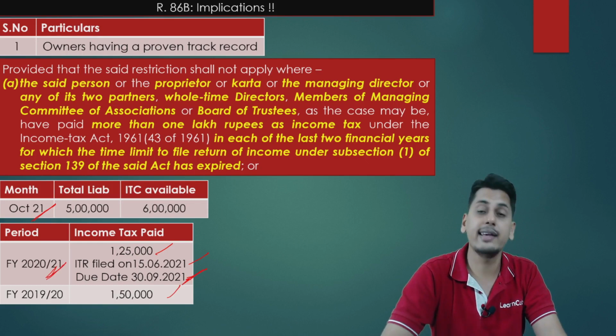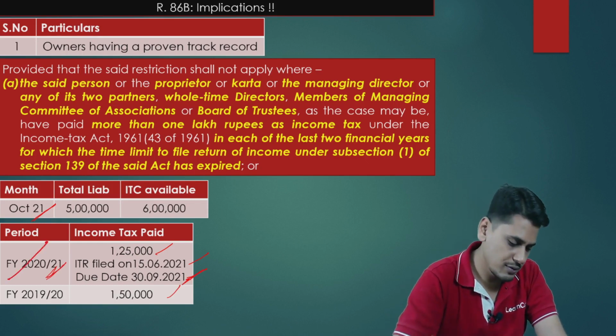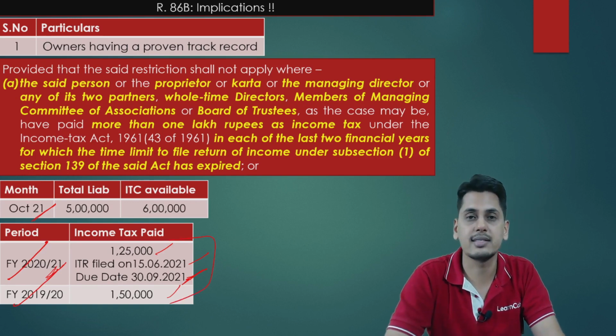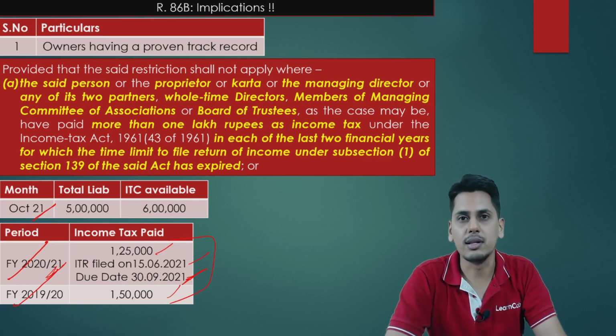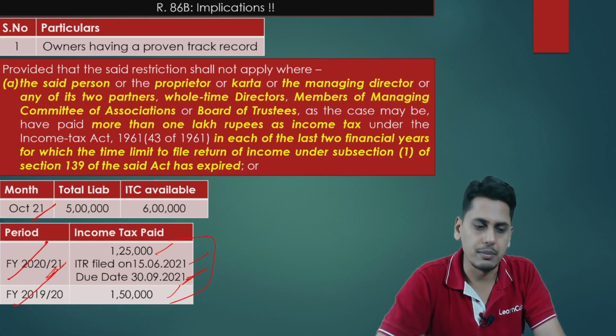The due date was 30th September 21. Are you going to consider this financial year? Yes. This financial year? Yes. In each of these 2 financial years, has he paid income tax greater than 1 lakh? Yes. So therefore, is the relaxation available? Relaxation is available. 86B is not applicable to him.